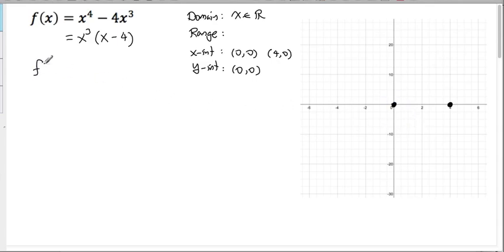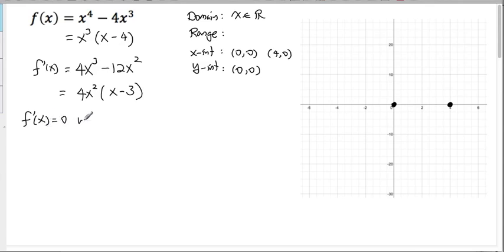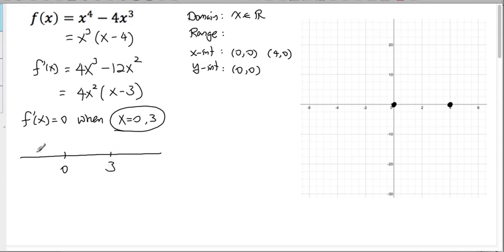Let's look at f prime. That's 4x cubed minus 12x squared. Factor out 4x squared. You get x minus 3. So f prime of x is 0 when x is 0 and 3. And these are your critical numbers, right? That's when f prime is 0, your slope of the tangent line is 0. They're candidates for your local max or min. So I'm going to make a number line and find out the sign of f prime.